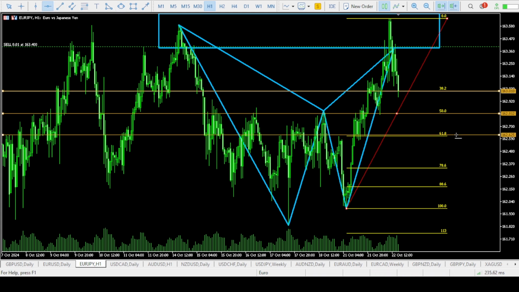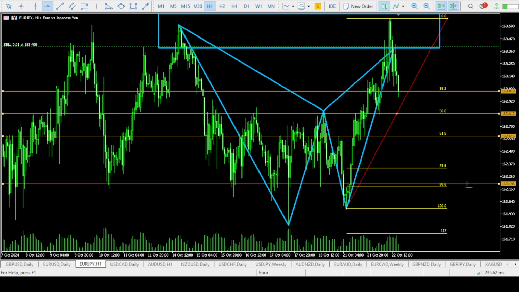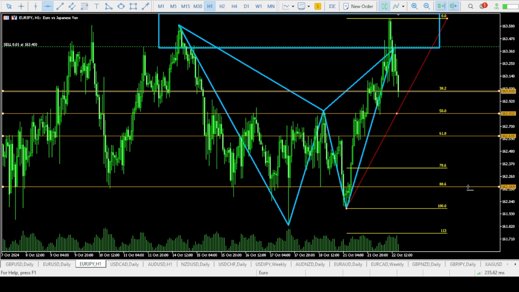Third one, 61.8 Fibonacci level. The 61.8 Fibonacci level is where my third take profit will be. Then the next one, hopefully, I don't know how price is going to behave, I'll be at 8.6 Fibonacci level. I'll be expecting price to get to this point, but it might not.